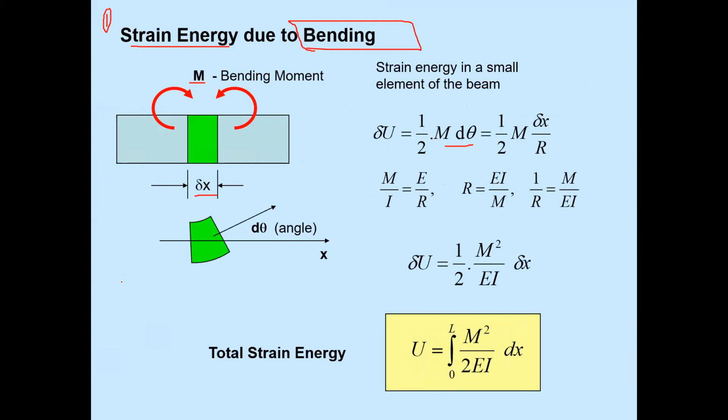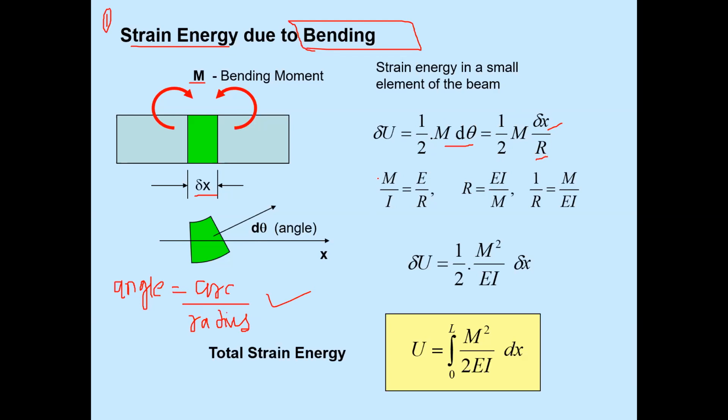We also know the formula from basic mathematics, which we read in our 9th or 10th class: angle is equal to arc upon radius. So here we have d theta is equal to delta x divided by R. R is the radius of curvature, delta x is the deflection, and theta is our angle. So we have just used this equation to find d theta is equal to delta x by R.